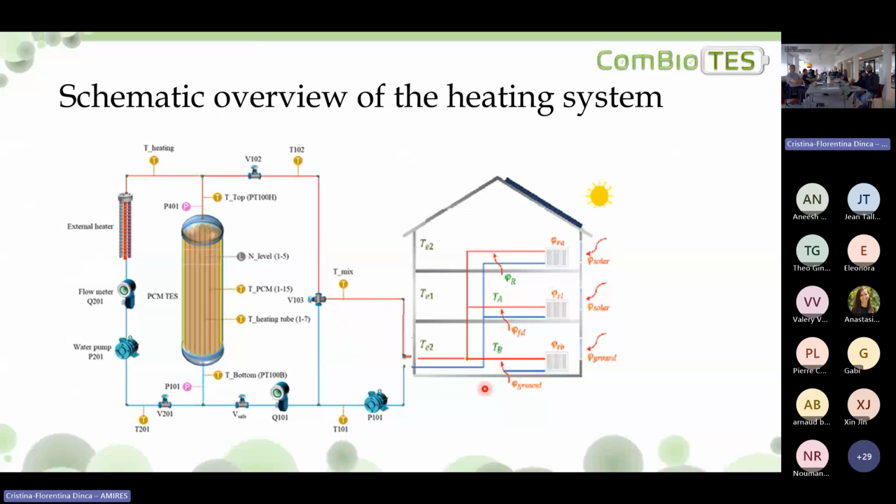Okay, this is a schematic of how the prototype is actually connected to the building heating system. On the left side, the left loop is the external charging loop where we can charge the PCM, and then on the right, the secondary loop is the discharging loop, which supplies heat to the building.